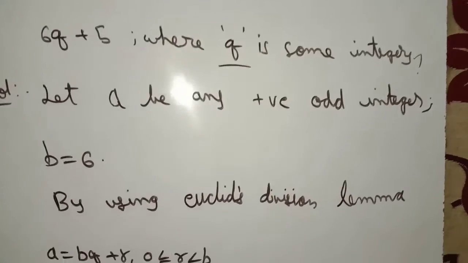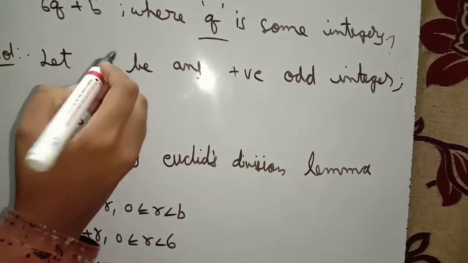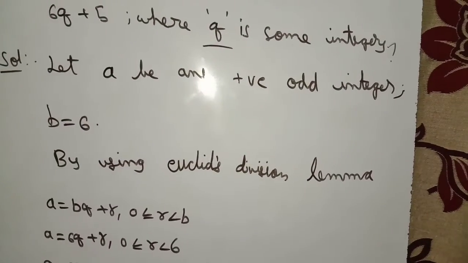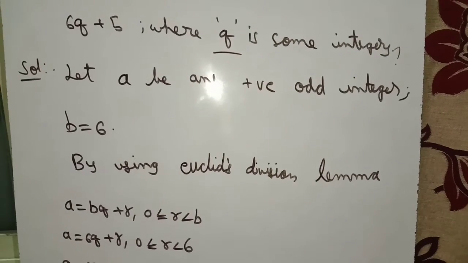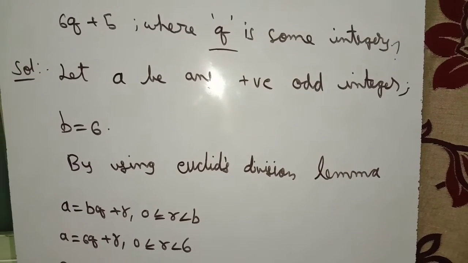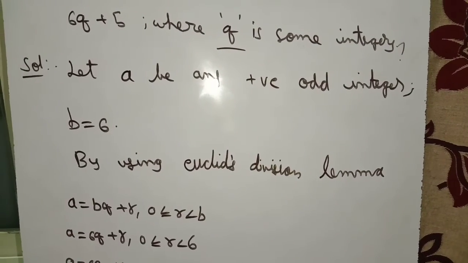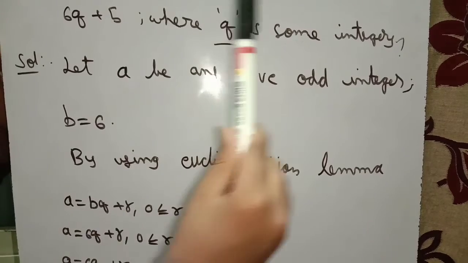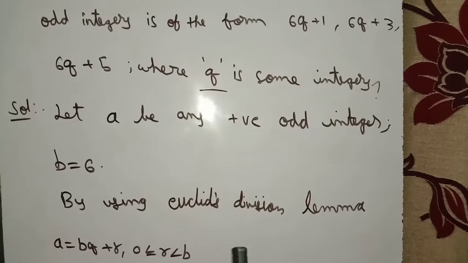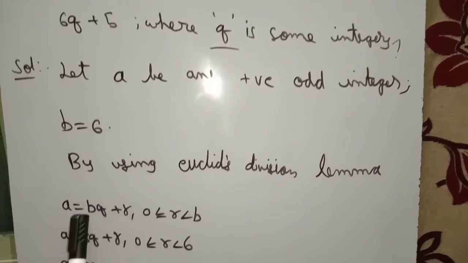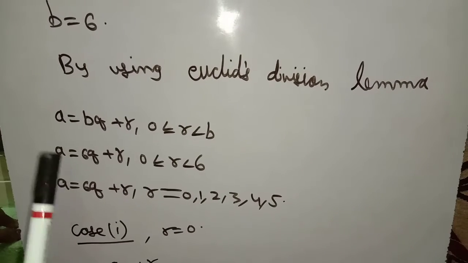For the solution, let's consider a. We consider a to be any positive odd integer, such as 1 or 3 or 5 or 7 or 9, etc. Let a be any positive odd integer and b is equal to 6, because he has given 6. So b is equal to 6, and by using Euclid's division lemma, a is equal to bq plus r, where 0 is less than or equal to r less than b, and b is equal to 6, right?